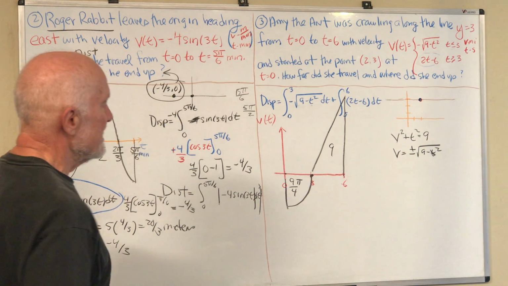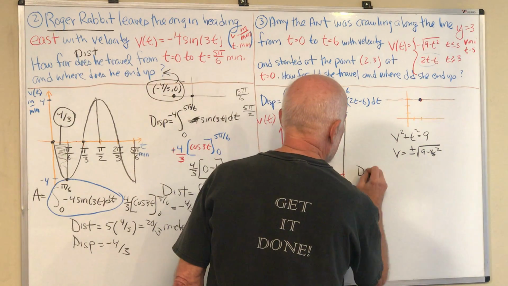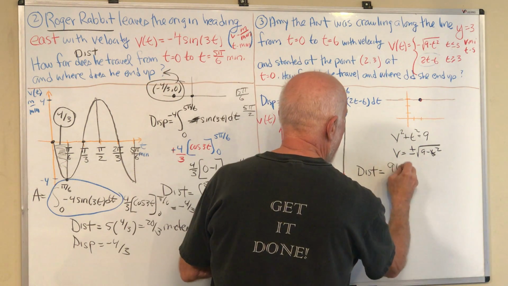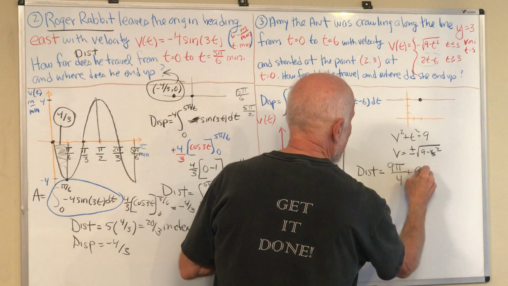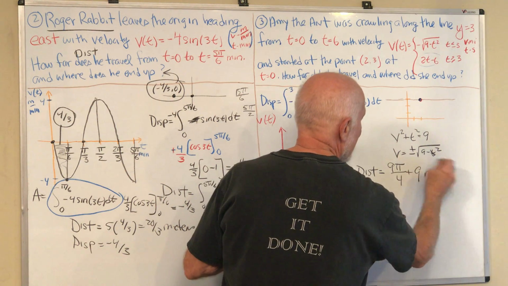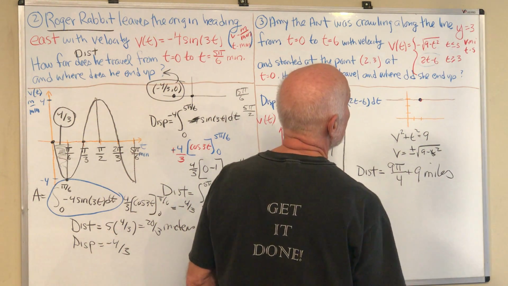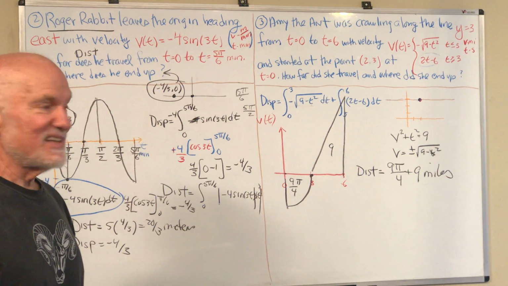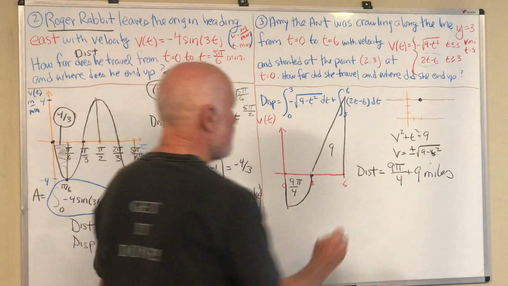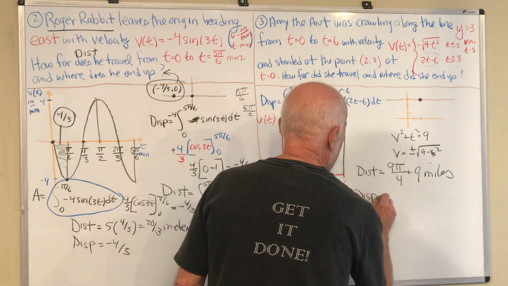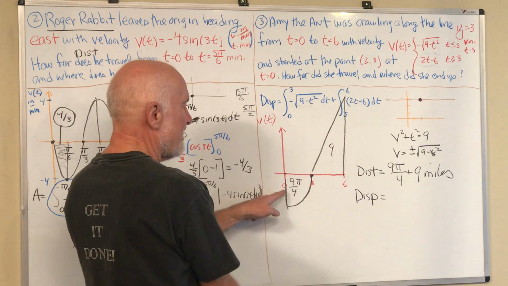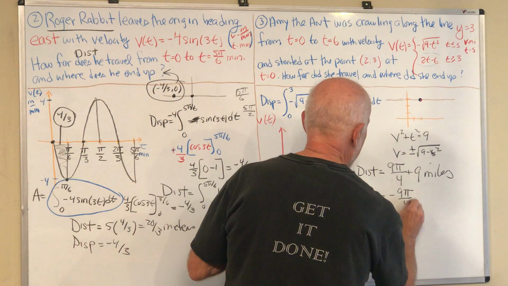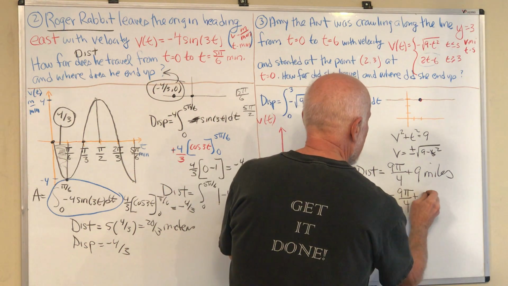So from that, can we find out what the distance is? Yes, it's 9 pi over 4 plus 9 miles. Wow. In 6 seconds, Amy went that many miles. She is one fast ant. Now, what's the displacement going to be? This is below the x-axis, so it's going to be minus 9 pi over 4, and this is plus 9.